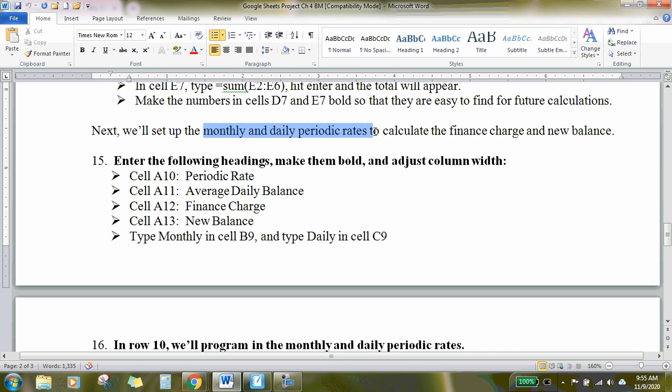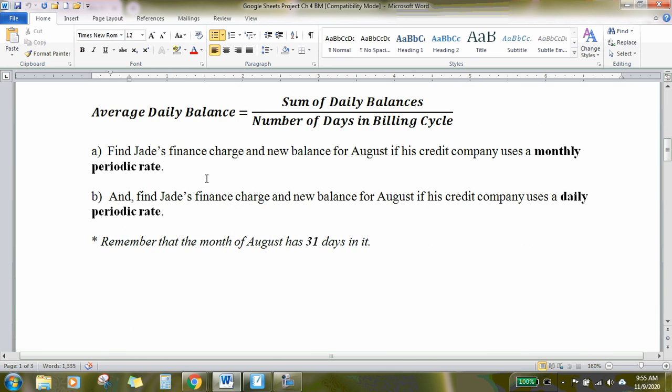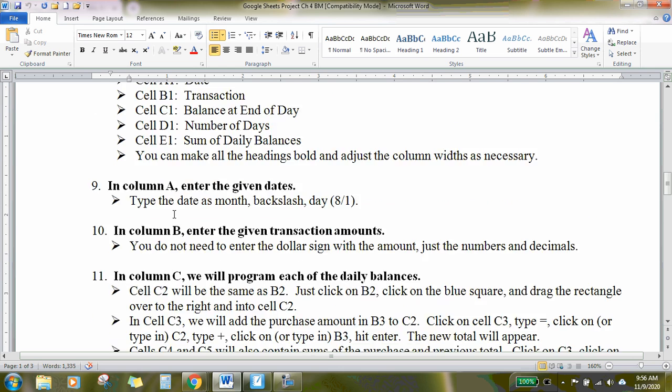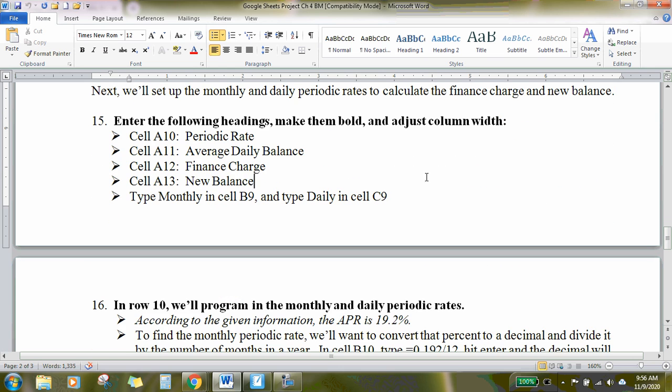So we're going to make another little area on our sheet where we're going to have some labels. So we're going to label the periodic rate, the average daily balance, the finance charge, and then the new balance. Okay, these are what we're hoping to do. Find the finance charge and the new balance. That was the goal. If I scroll back up here for part A, it says find the finance charge and the new balance. Okay, but we have to do that for a monthly and a daily periodic rate. Okay, so we're going to get that part all set up now so we can have the Google Sheet do the math calculation for us.